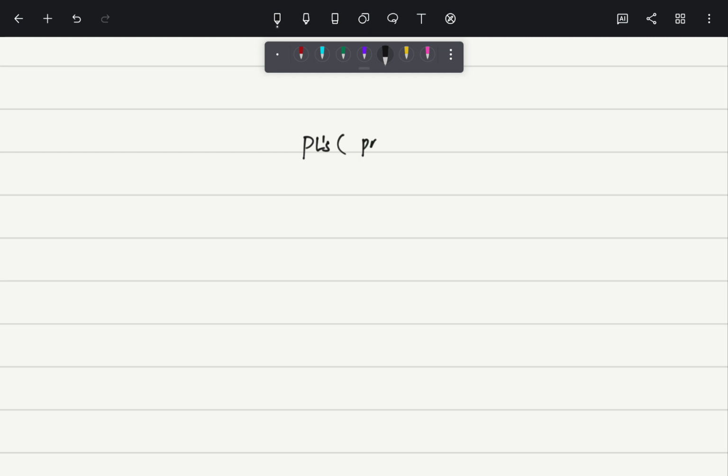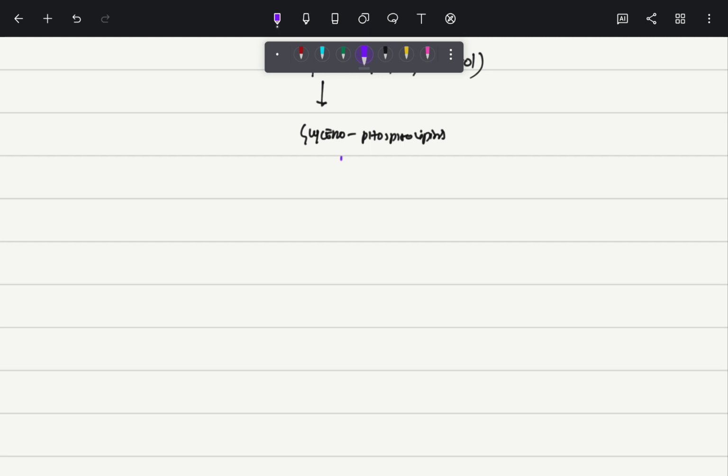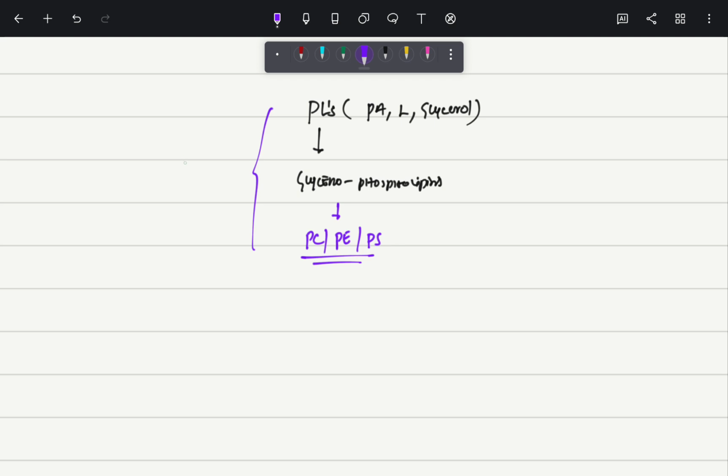Phospholipids contain phosphoric acid, a lipid component which is your fatty acids, and finally an alcohol such as glycerol. Hence they are called glycerophospholipids. Examples of glycerophospholipids include phosphatidylcholine, phosphatidylethanolamine, and phosphatidylserine. So that was about phospholipids.